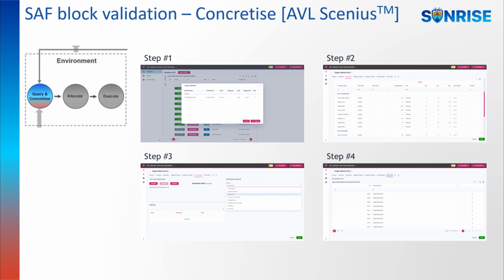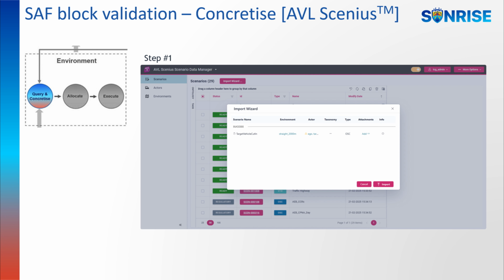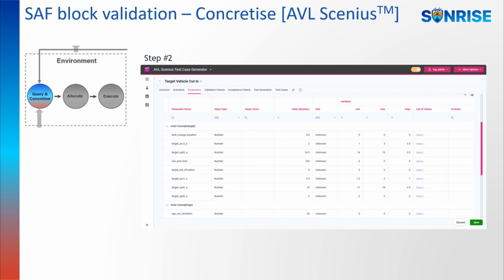In this workflow, a target cut-in scenario is selected, and a wide range of test cases is automatically generated based on parameter ranges. In Step 1, the scenario artifact in OpenSCENARIO format is uploaded to the AVL Scenius scenario database together with the environment file in OpenDRIVE format. Then in Step 2, the AVL Scenius scenario database extracts the parameters in the scenario file and allows the user to create variations. The user can specify min-max values and step sizes for each scenario parameter. The user can also specify concrete parameters.